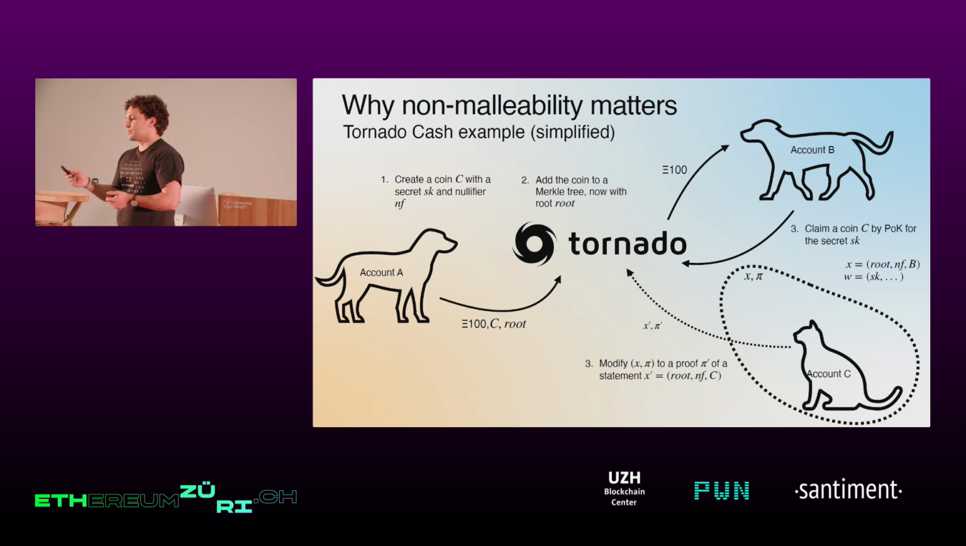But now, here's this very sneaky cat, and it sees the proof submitted by account B. If your zk-SNARK doesn't satisfy this stronger security guarantee, what can happen is that this cat sees the proof, modifies it into a proof for the statement that the coins should go to its own account, and it doesn't necessarily have to know a witness for this to happen. So this is quite a serious problem. So how do we prevent this?